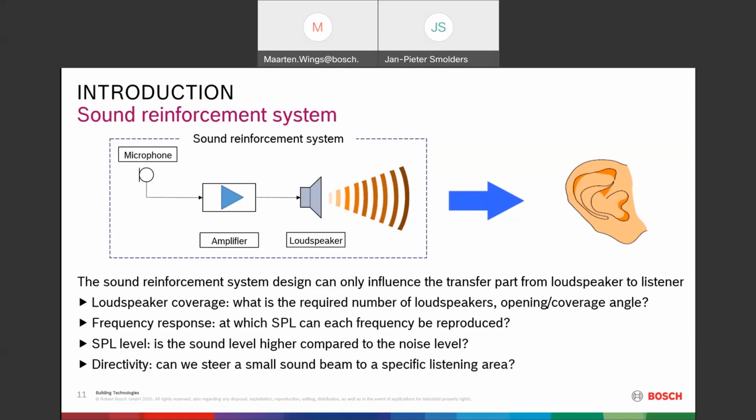And the last thing is quite important, directivity. So we have to be able to position the sound where people are listening, so to the listening plane, to the listening area, like for instance with a column loudspeaker.